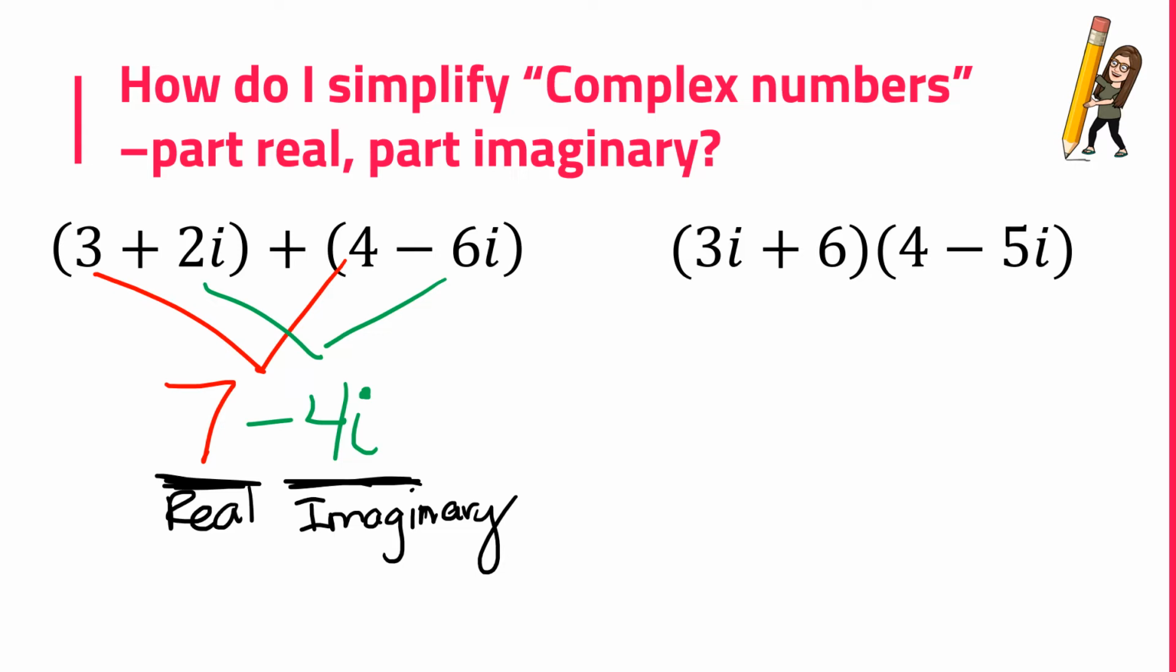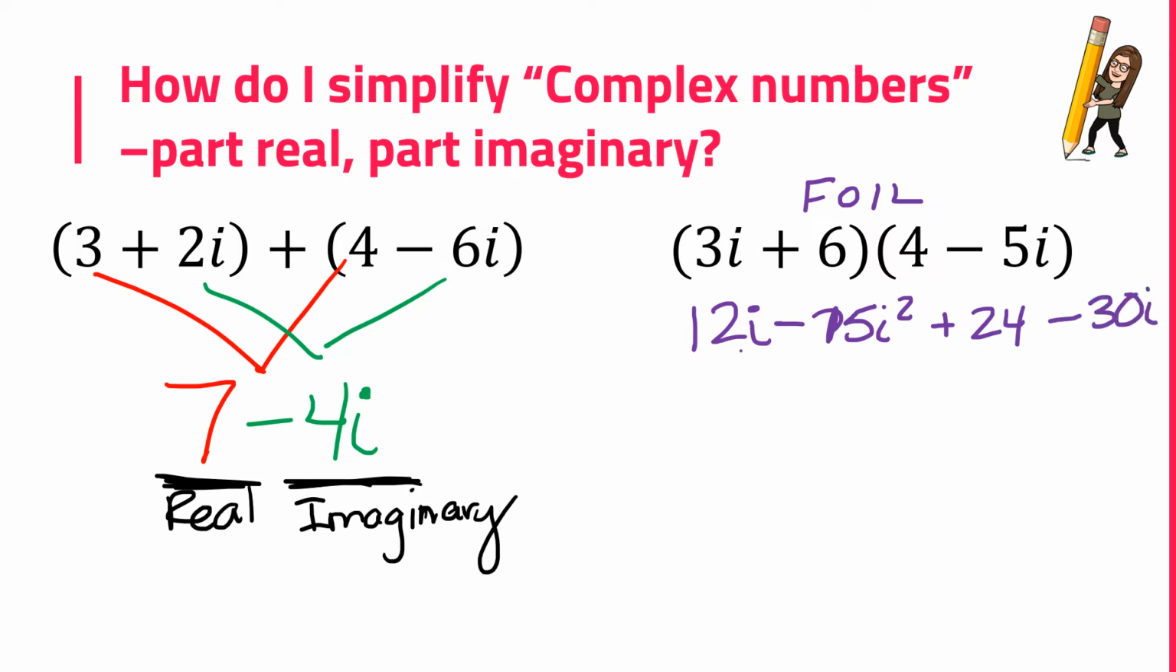This looks like a binomial times a binomial. So we're going to treat it the same way as we would any variable to start, and we are going to FOIL. So first would be 12i. Outer, or if you're doing double distribution, it might be a little different, would be 15i squared. Inner would be positive 24. Last would be negative 30i. So the first thing I notice is I can combine those like terms, and we're going to have a negative 18i. I'm going to bring down the 24, but we need to talk about this.